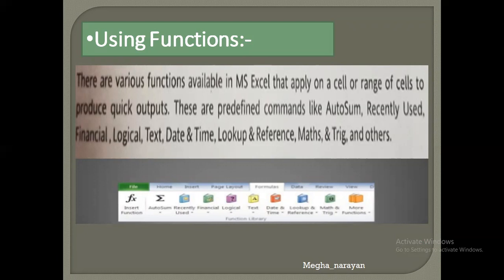Now we have to see here. There are various functions available in MS Excel that can be applied on a single cell or a complete group of cells, a range of cells, and will provide you a quick output. And here are those names: AutoSum, recently used, financial, logical, text, date and time, lookup, references, math, and trig. Trig is for trigonometry functions, advanced math, and others. Others also you can get, such as cube, cube roots, etc.